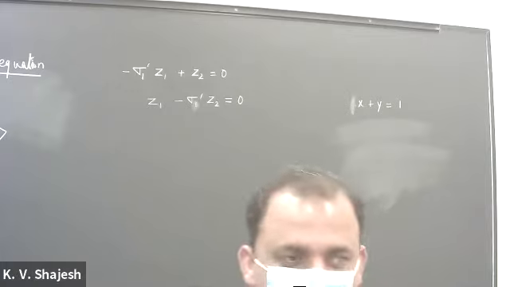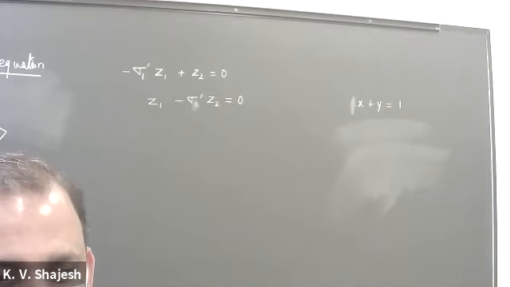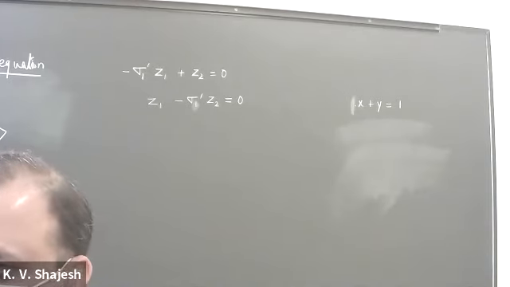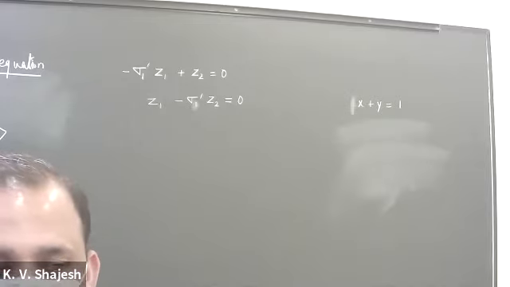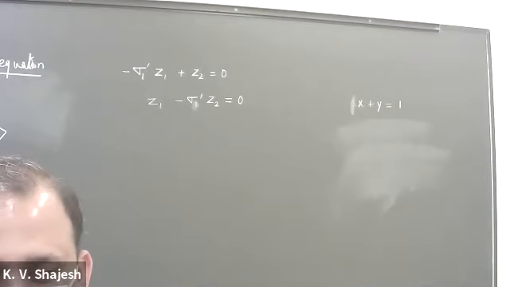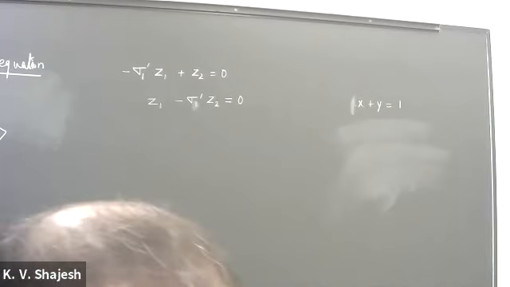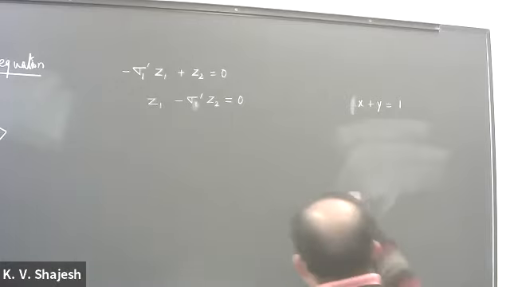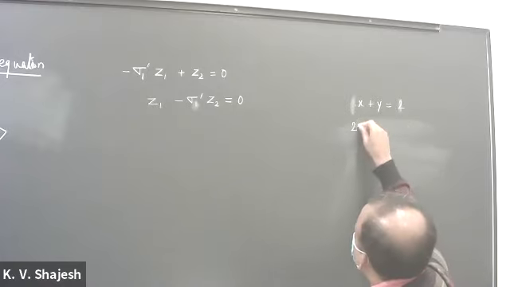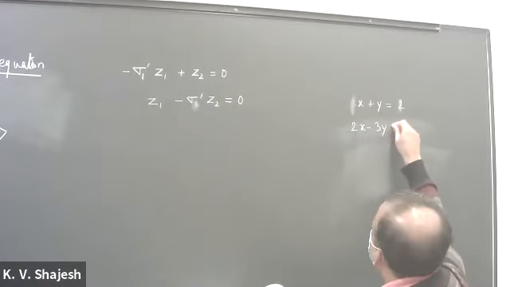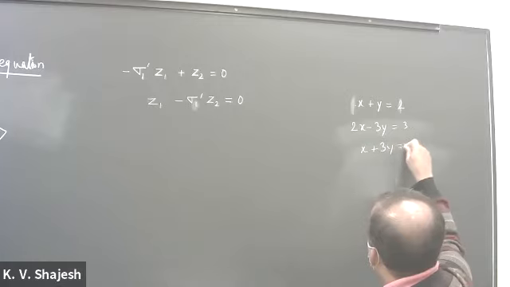Give me three sets of equations which have only two unknowns. Construct a set of three independent equations which have only two unknowns. Okay, so let's see. x plus y is equal to 2, right? And 2x minus 3y is equal to 3, and x plus 3y is equal to 1.